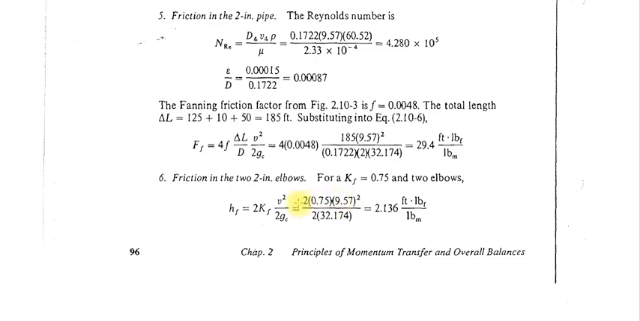Just substitute all the values in this equation. Here the value of v is already calculated, as we have calculated the velocity of the fluid. You have kf and gc. You will calculate hf, which will come as 2.136.